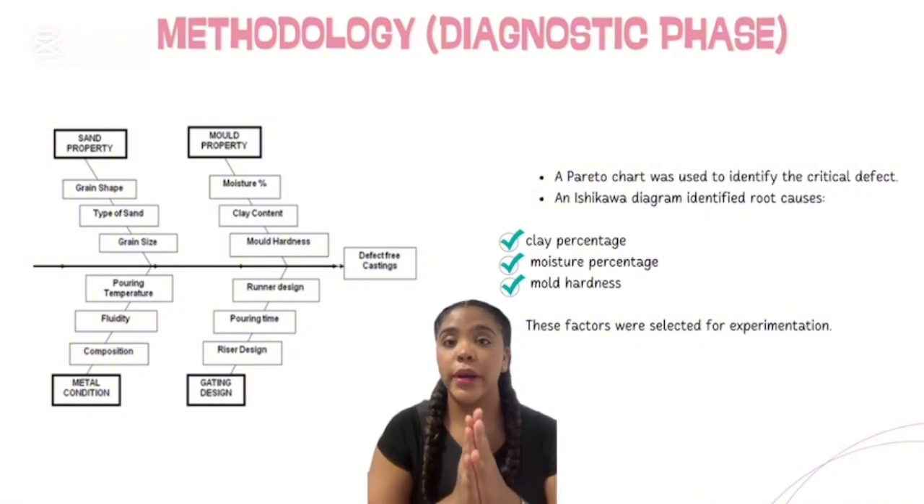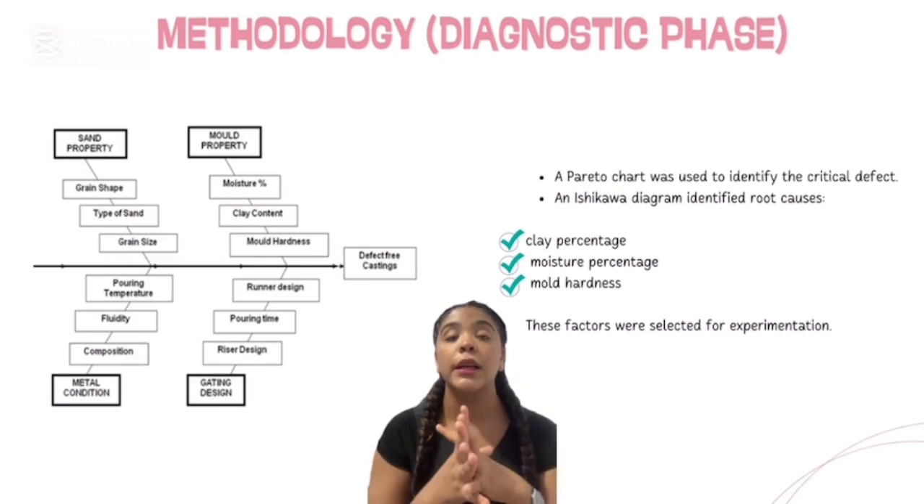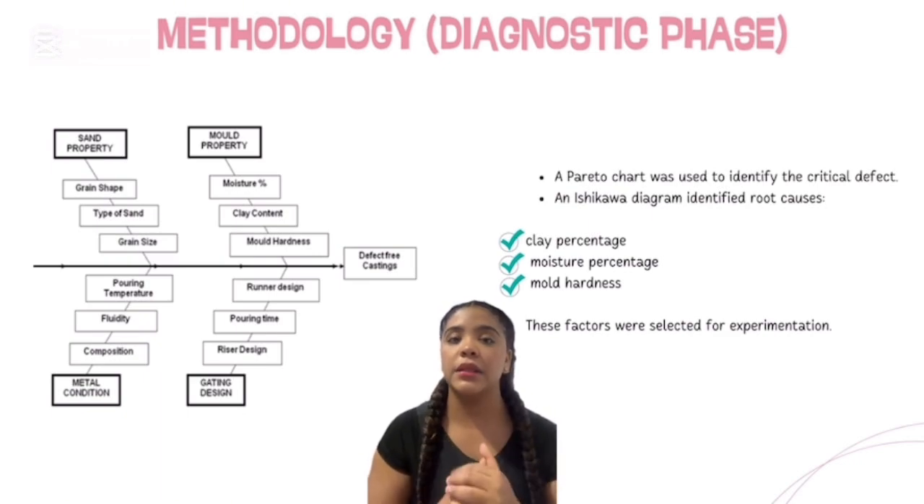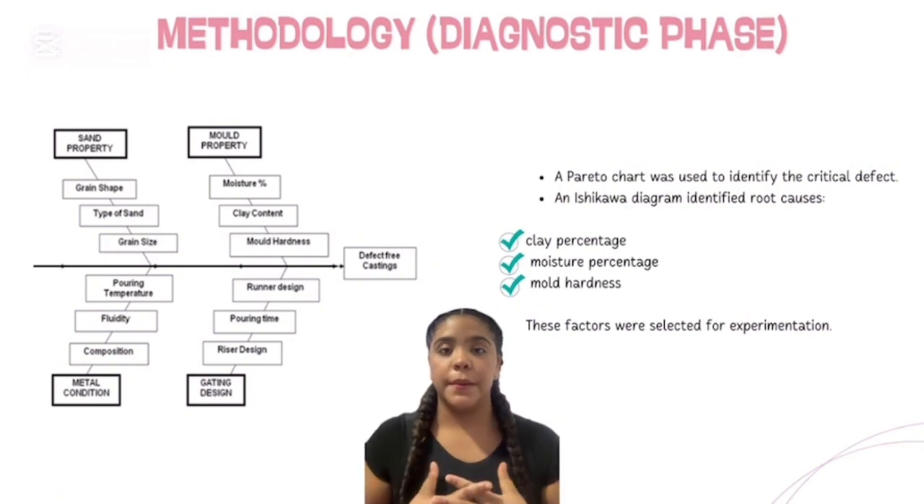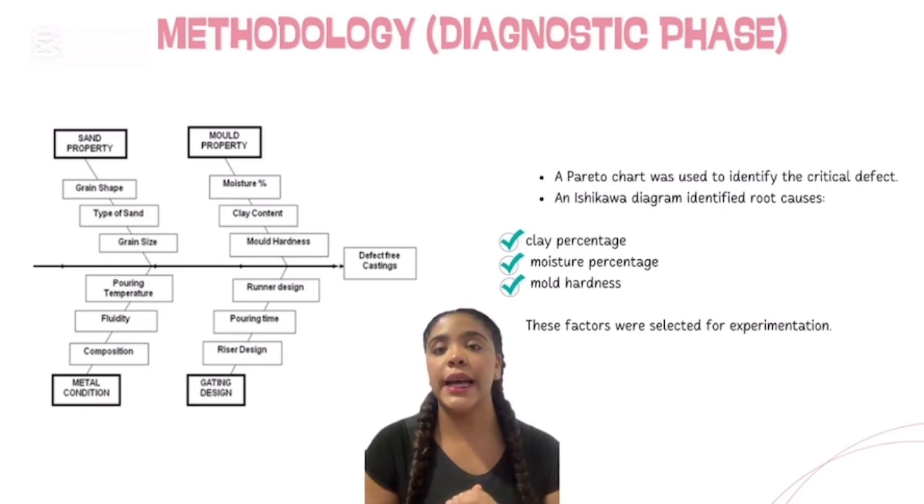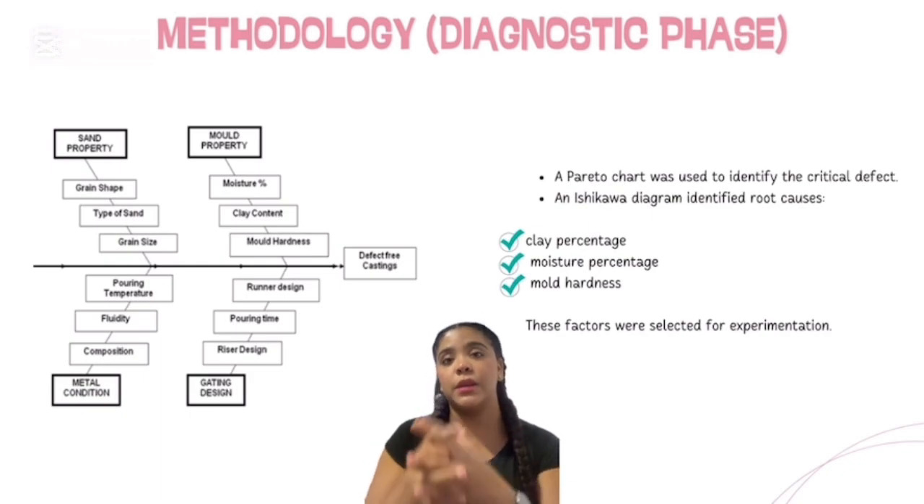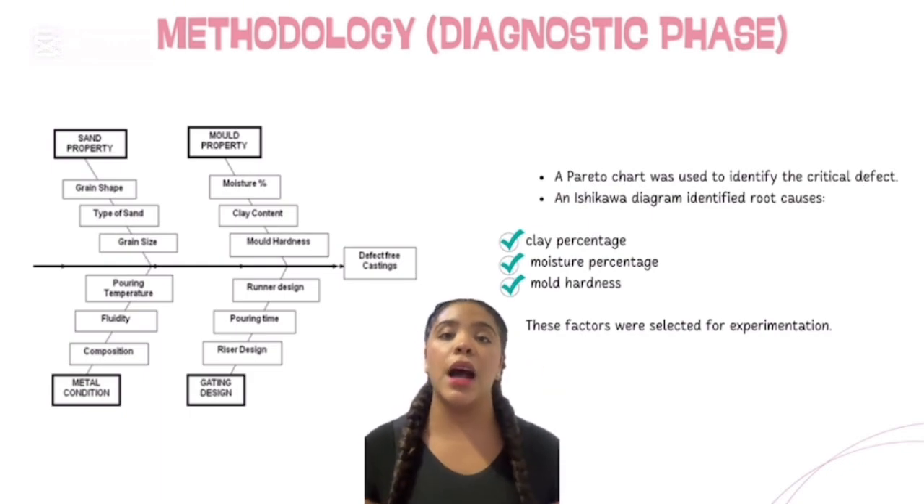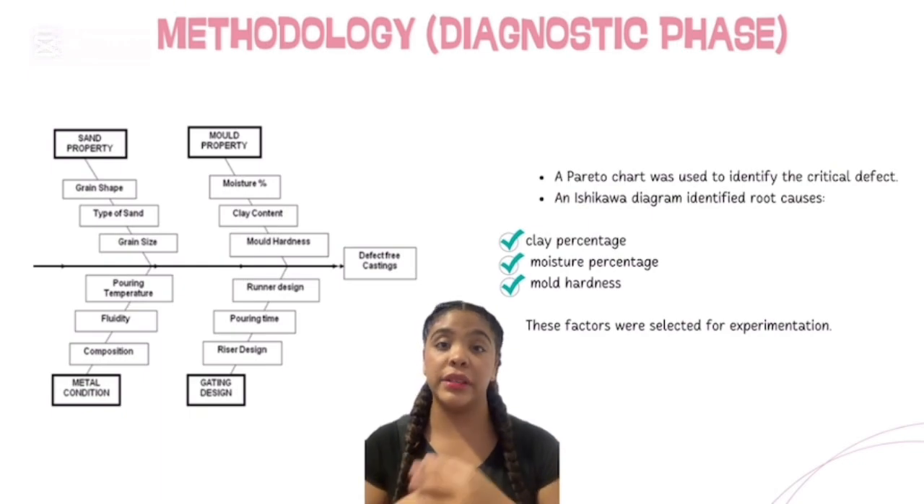These variables were considered critical because of their fundamental role in the compactability, permeability, and strength of the sand mold, aspects directly related to the formation of defects in the cast parts. By clearly identifying the problem and its potential causes, the authors selected these three factors: clay, moisture, and mold hardness, as study variables for the experimental design carried out in the next stage of the research.